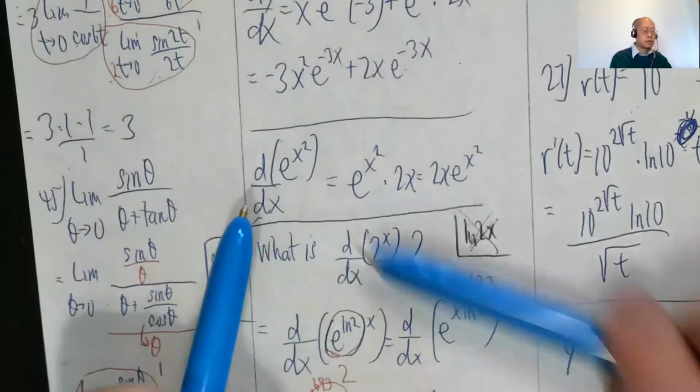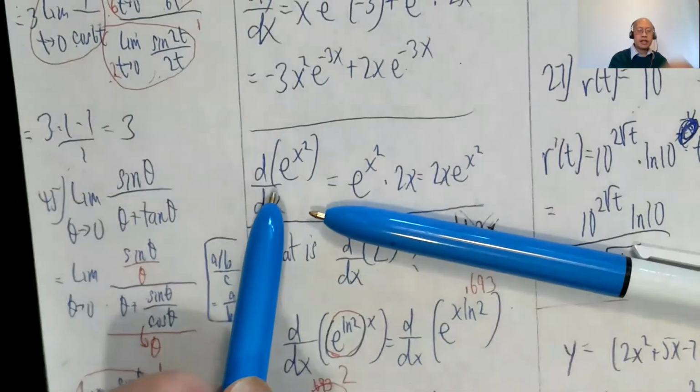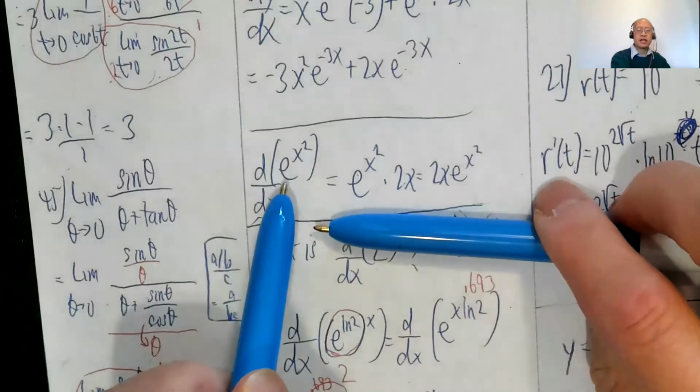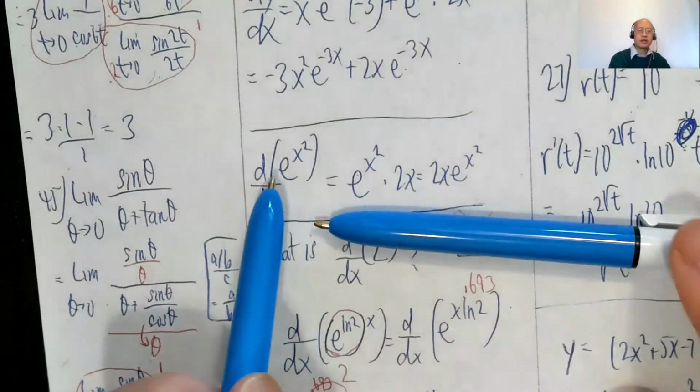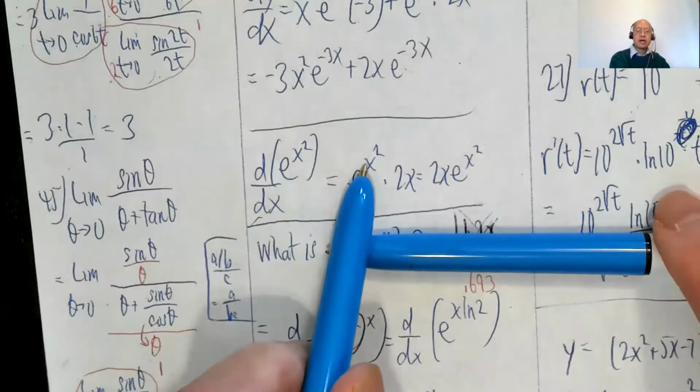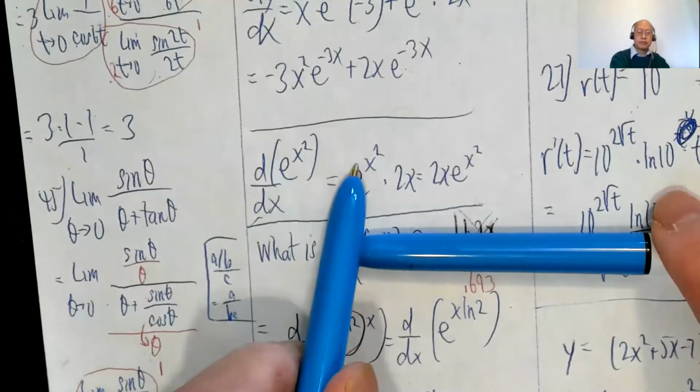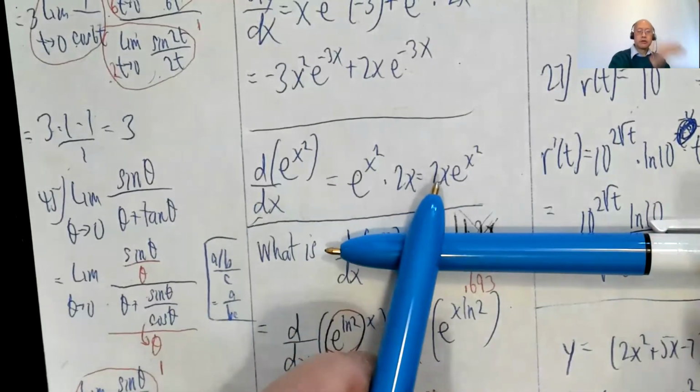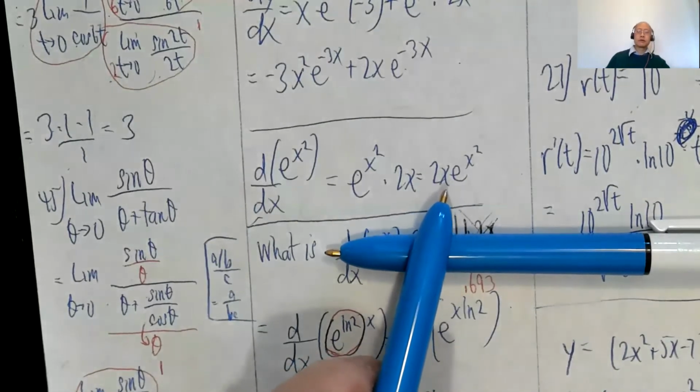So d/dx of e to the x squared, another way of saying give the derivative of e to the x squared. For exponential functions, it's e to the x squared times the derivative of the exponent, x squared, which is 2x, so 2x e to the x squared.